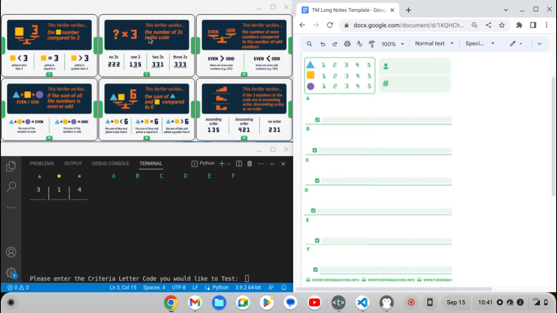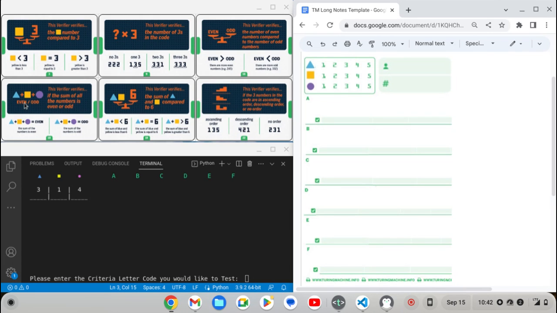Criteria card B looks at the 3-digit solution and will let us know how many of those digits are 3. Are there no 3s? Is there a single 3? Perhaps 2? Maybe even all 3 are 3. Criteria card C again looks at our 3-digit solution, but this time will let us know a little bit about the ratio of even to odds. Should there be more even than odds, or should there be less even than odds?